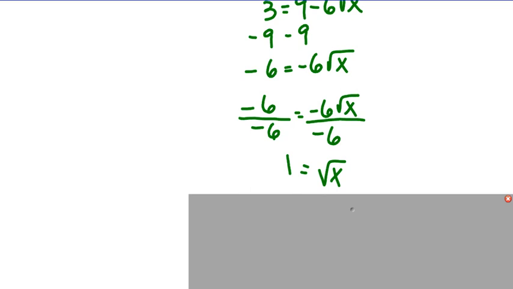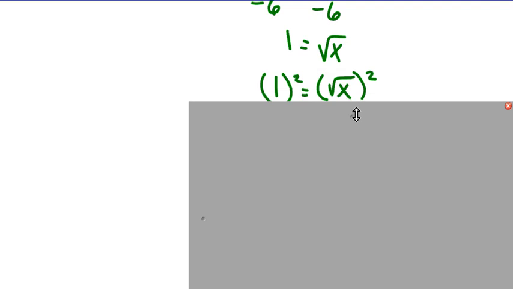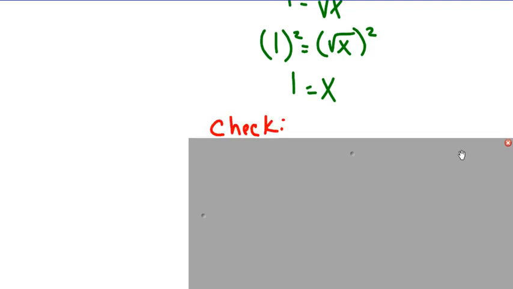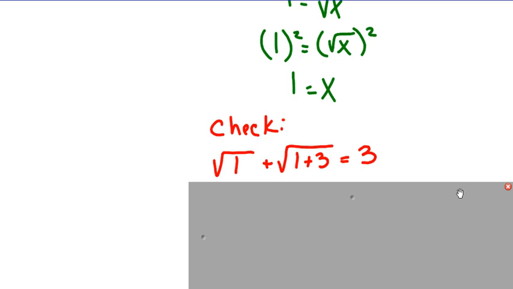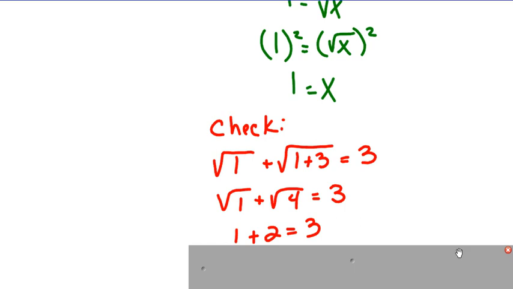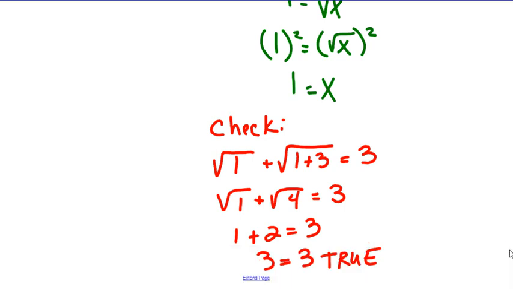Well, we still have a radical to undo, so to undo the square root, we can square it. So then we'll have 1 equals x. All we have left to do is to check by substituting that back into the original equation and see if it's valid. So let's see, I'll have 1 plus the square root of 4 equals 3. I know the square root of 4 has a value of 2 and the square root of 1 is 1. 1 plus 2 equals 3. It's true, therefore x equals 1 is a solution to your equation.